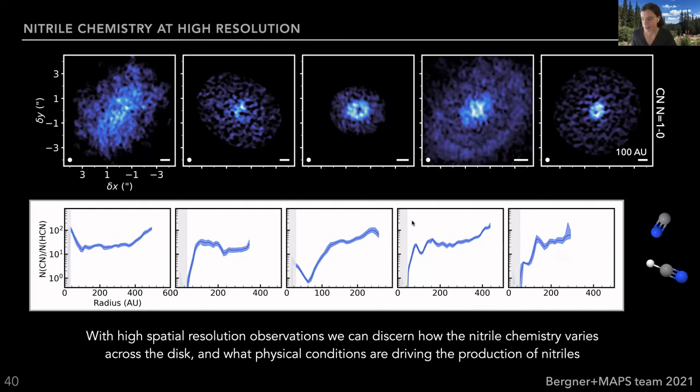So it's really exciting that we're now able to make these very detailed measurements. And this tells us really useful information about the physical conditions in the disk that are driving the production of these different nitriles. I won't say too much more, but the MAPS papers recently came out on the arXiv, so please have a look if you're interested.